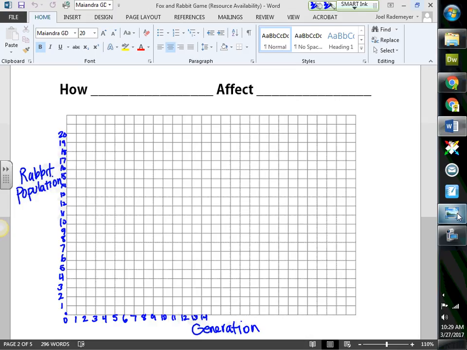Notice I'm trying to put those numbers on the line there. My smartboard didn't always agree with me. But I'm trying to put the number on the line or next to the line. Then I have to look at my data and start plotting. Instead of bars, we're going to plot points.